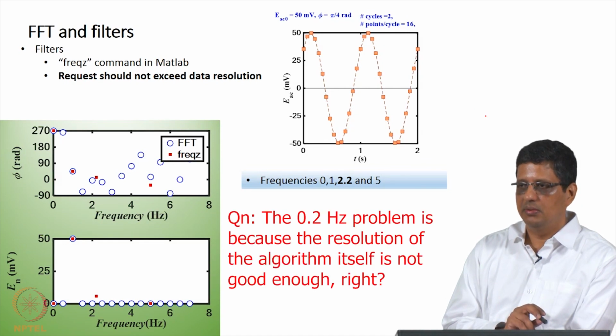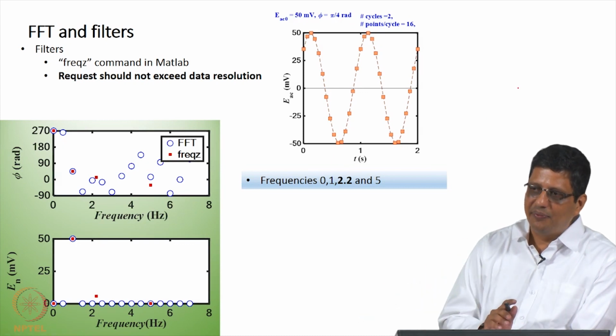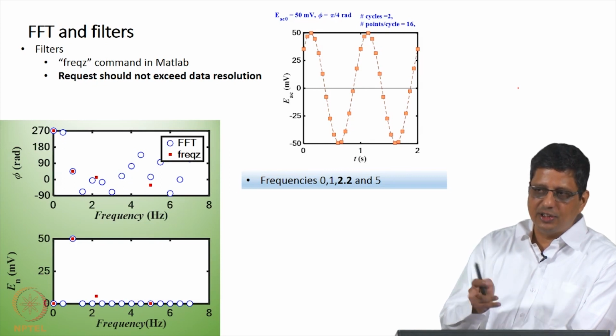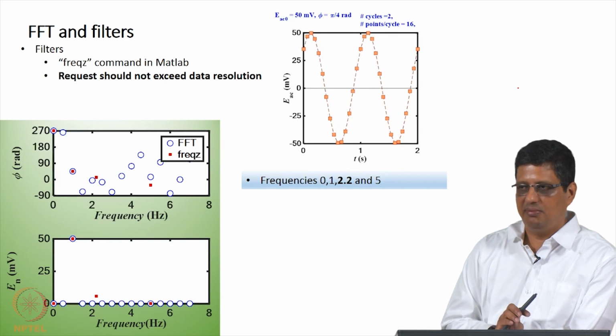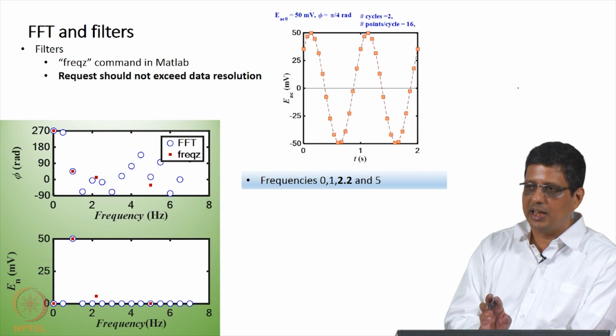So, this 0.2 problem is because the resolution of the algorithm itself does not go below 0.5? No. If you give data up to 10 cycles, it will go in 0.1 interval, no problem at all. It is not that the algorithm has a problem. My feed and request to the algorithm, that combination is not correct. If you give the correct feed and the correct request, it will give me the correct data.